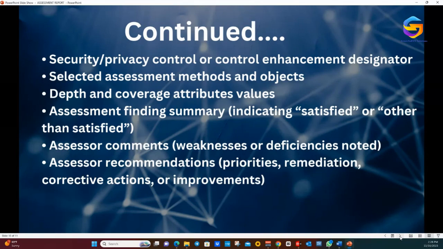Now we look at the assessor comment. You have to give your recommendation why it failed. You have to state all these things in the reports. So you look at the weakness. You have to let us know. Let's say if you went out to do a vulnerability scan, then after you did the scan, you realize that some of the controls failed. You have to let us know the name of the control that failed. You have to let us know why it failed. Then your recommendation, what you think needs to be done in order to fix this. So all these things put together goes into the assessment report.